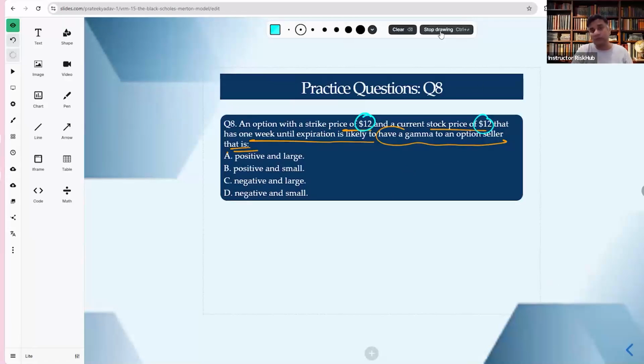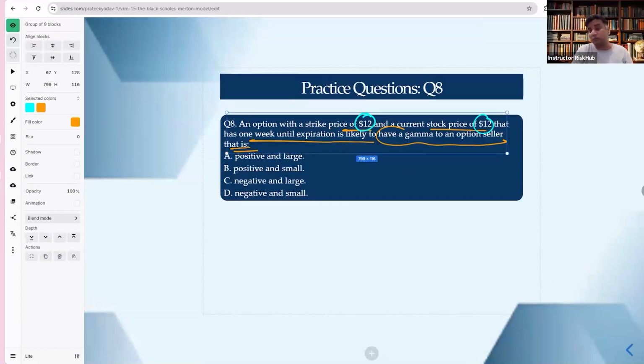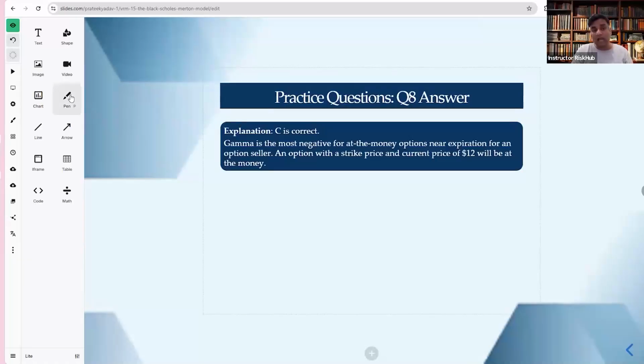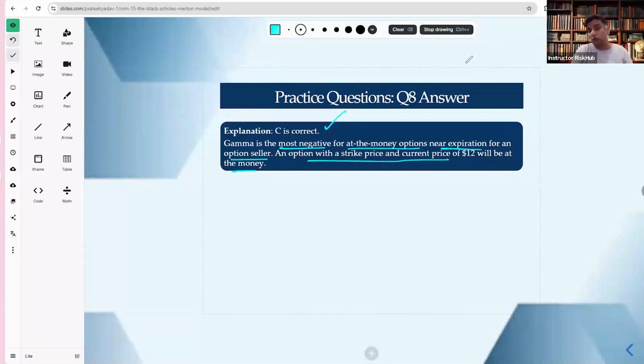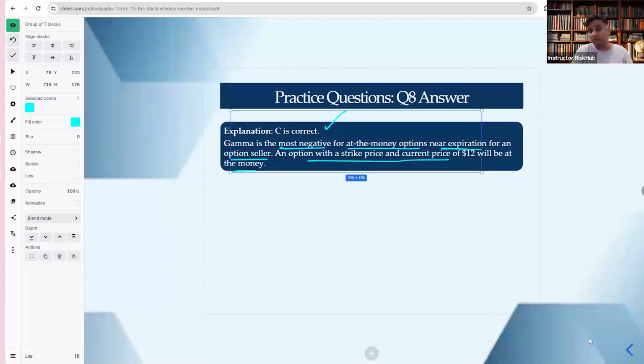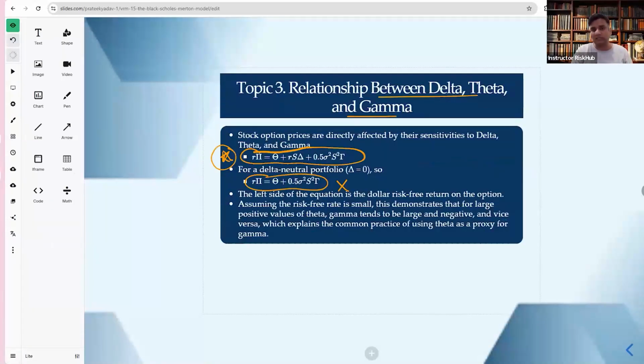If you don't know the property, you can't solve it. This is what I was telling you. You have to remember the properties. You have to remember gamma is most negative for an at the money option near expiry for an option seller. So that's why I told you there are 3 which are bigger at the money, 2 which are bigger in the money. This is the properties question. This kind of question comes in the exam.